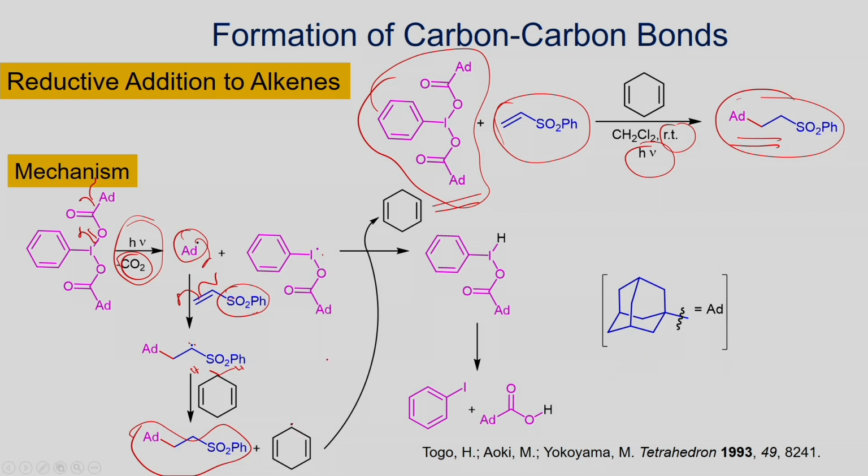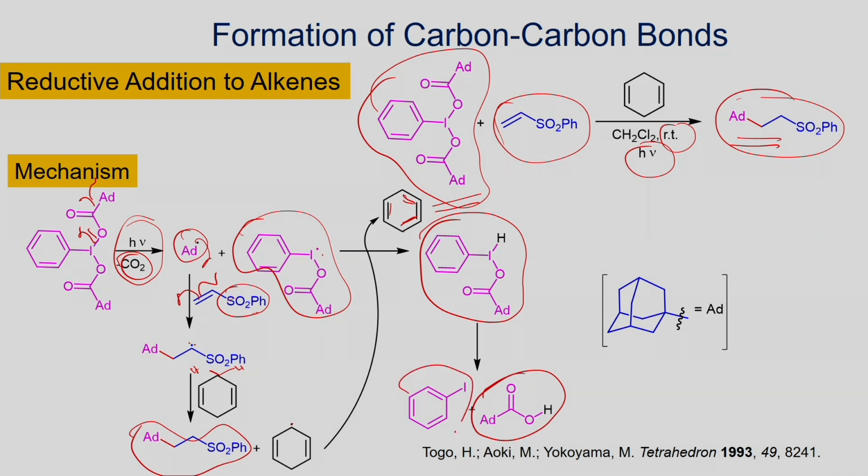This radical can now react with this radical, and it can abstract hydrogen from here, and in this way you will be able to form benzene, and you generate this intermediate. Once you form this one, this can now convert into, you can see the carboxylic acid, iodobenzene.